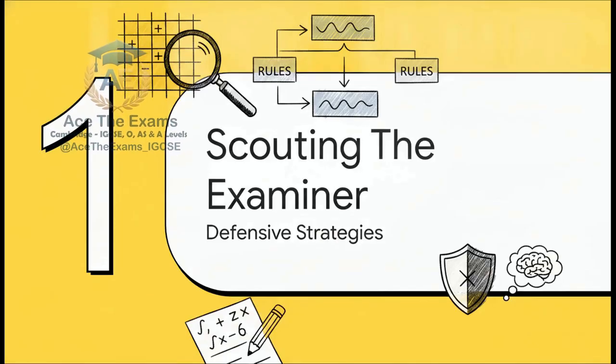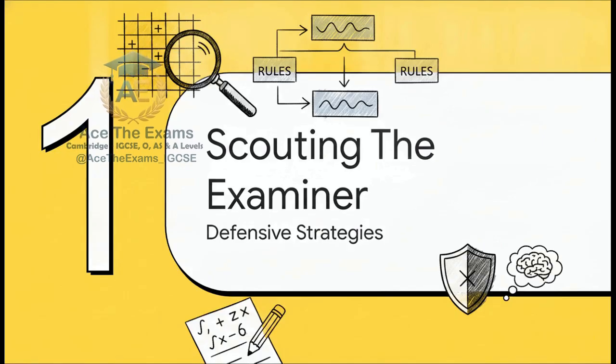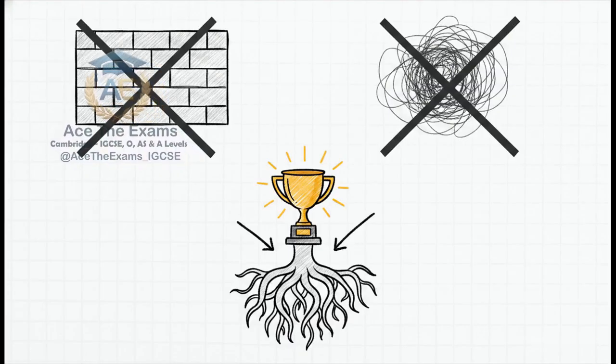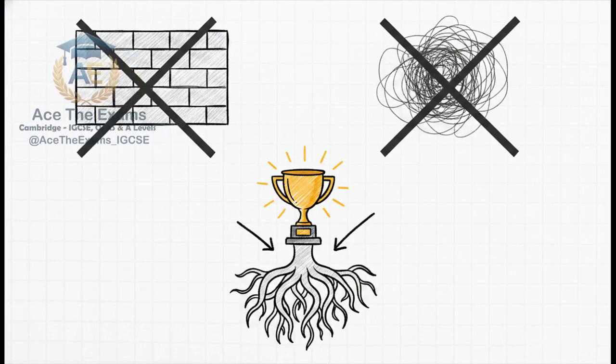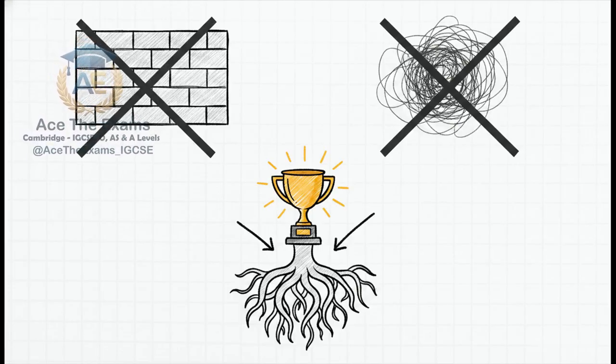Kicking things off with step 1, scouting the examiner and their defensive strategies. Okay, to beat the defense, you absolutely have to know how they set up their benchmarks. In Cambridge math, the examiners prioritize analytical depth over superficial breadth. What does that mean? Well, they're looking for logical, structured reasoning, not just a shallow understanding of a bunch of different concepts. On the game tape today, I actually want you to imagine two specific candidates we're reviewing. Let's call them Alex and Sam.